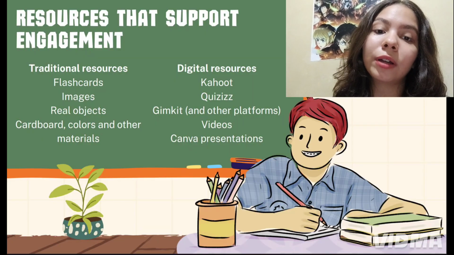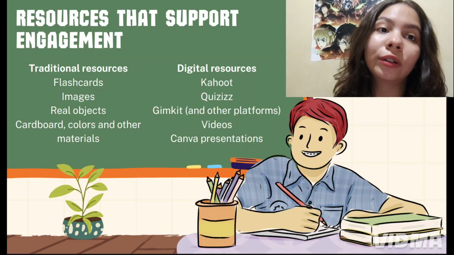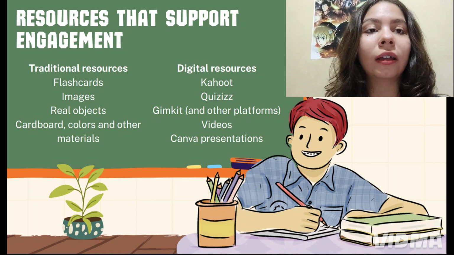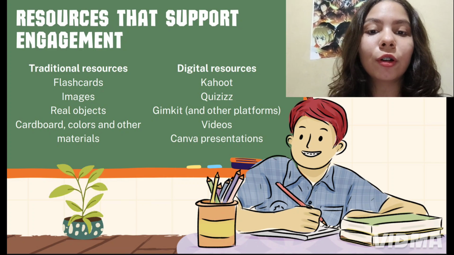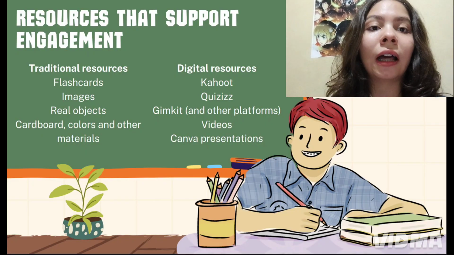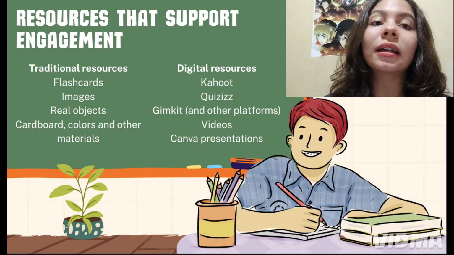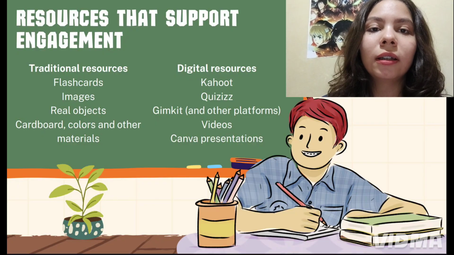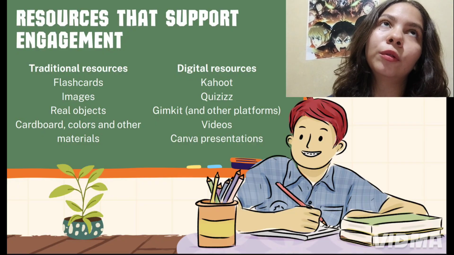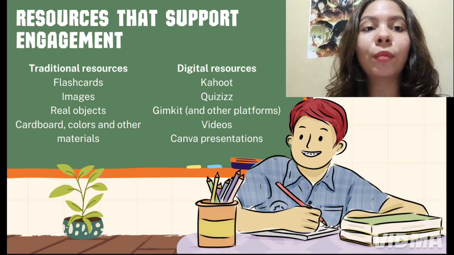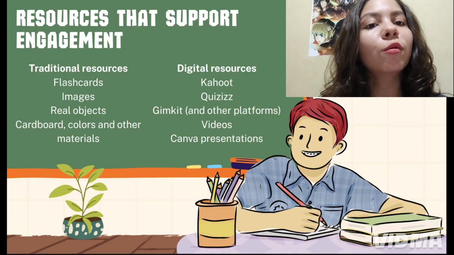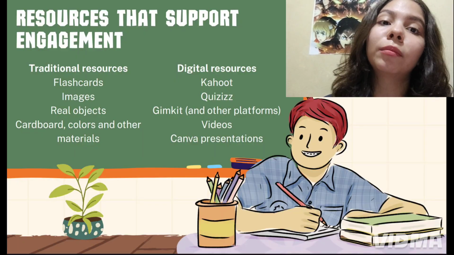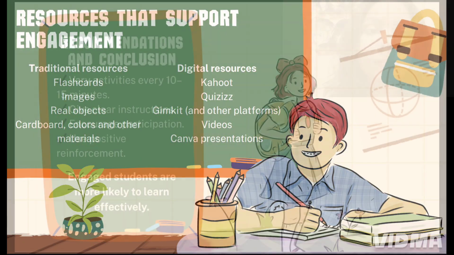In the digital resources, we have quizzes, Kahoot, Gimkit, and a lot of other options that we can find, other websites. And we also have Canva presentations like the one I am using right now. Resources are important because they make learning more visual and also more interactive. Digital tools such as Kahoot and quizzes and the other ones transform practice into a fun experience, while visual materials like flashcards and images help students understand and remember information more effectively.